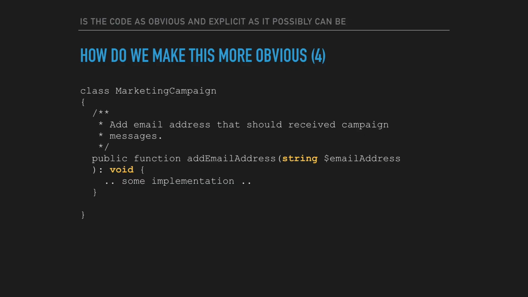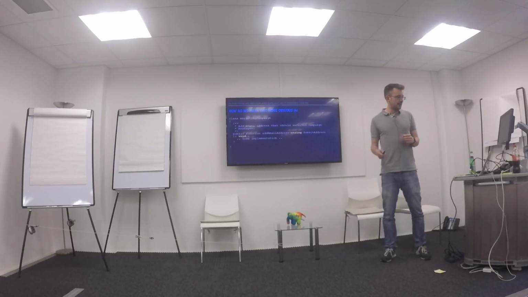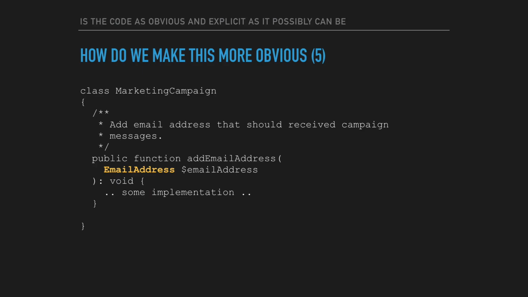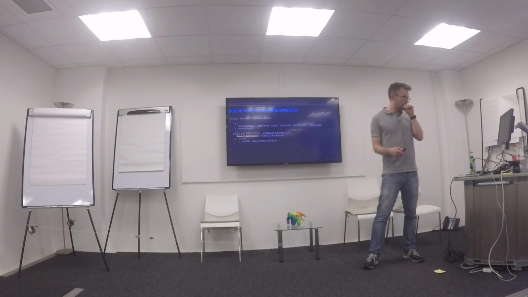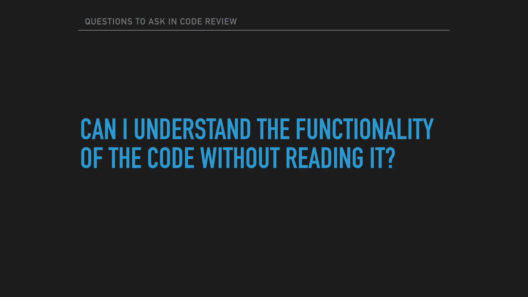But we could go further. We could say, well, let's use type hints. Let's tell you what parameters we're using and what we're returning. And arguably, if we're using email address all over the place, then maybe we should have a value object, an object that represents the email address rather than a string. So these are the kind of things we're looking at to make our code really, really obvious.